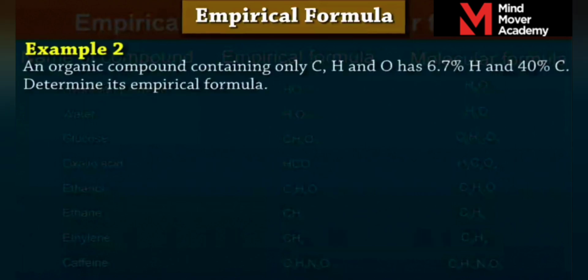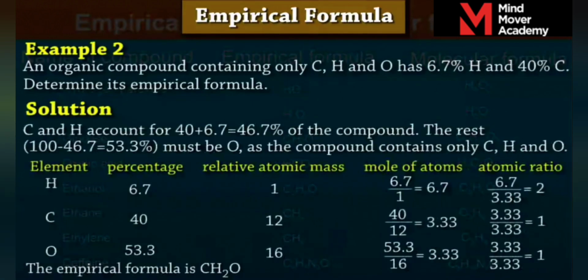An organic compound containing only C, H and O has 6.7% hydrogen and 40% carbon. Determine its empirical formula. Let's solve this. C and H account for 40 plus 6.7 equal to 46.7% of the compound. The rest, 100 minus 46.7 equal to 53.3%, must be oxygen, as the compound contains only C, H and O.